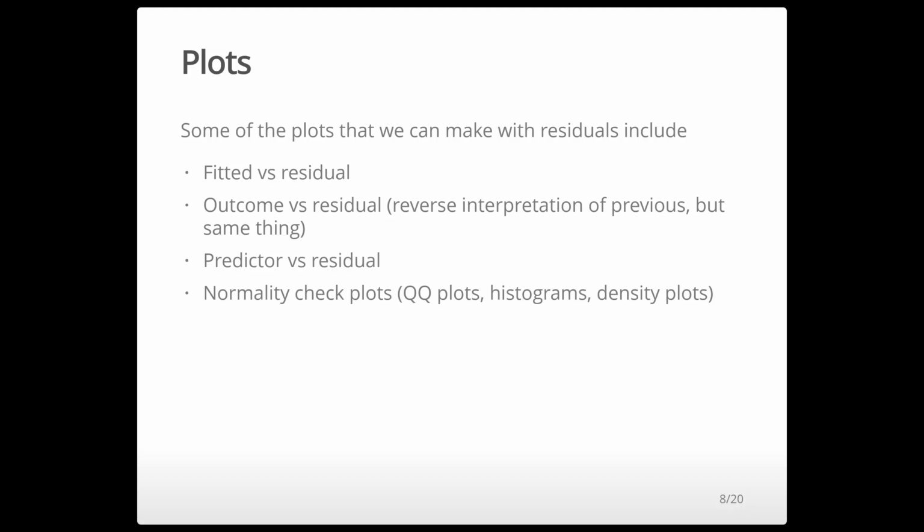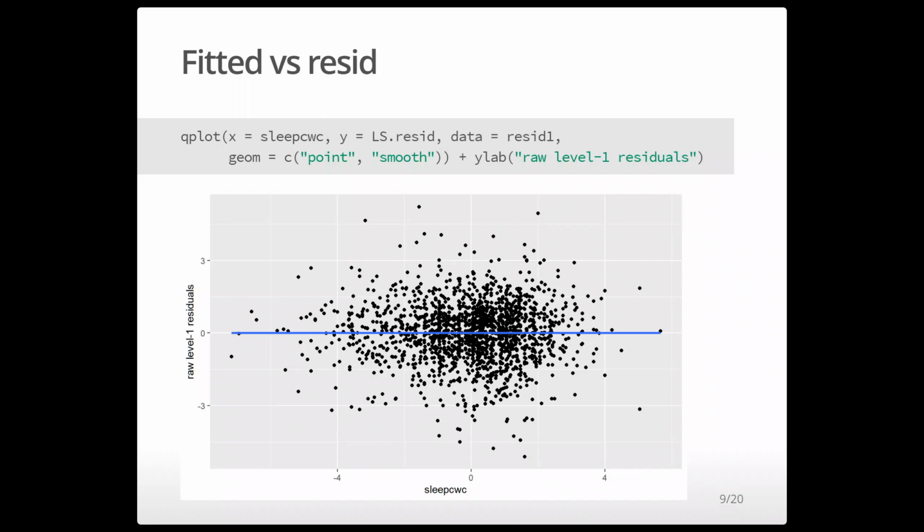And so a lot of what we're going to do when we do these diagnostic assessments is a graphical assessment. Some of the plots we can make are fitted versus residual or outcome versus residual, and these are essentially the same, just the reverse of one another. We can also check predictors against the residual, and we could do normality checks, such as QQ plots, histograms, and density plots. So first we're going to take a look here at our fitted versus residual plot, and what we want is to see a nice noisy plot with a straight, smooth line. And so here I'm calling the qplot function with the predictor variable here, and then the residual value here.